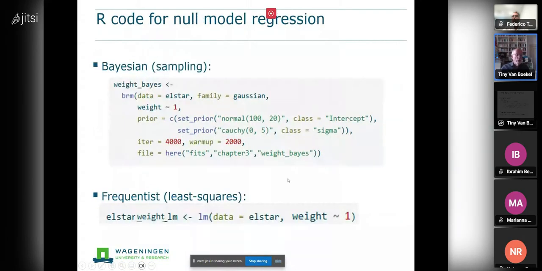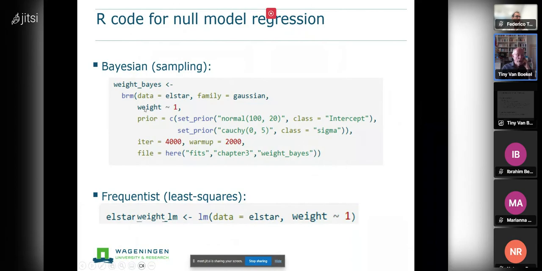Now, just to show you the differences in how you code that, and this is just in R. You can do that in many different ways. You can also do it in Python, for instance, or in any other language. But in the Bayesian way, as I mentioned, you have to specify several things. You have to specify what is your likelihood function. Well, that's indicated here with family is Gaussian.